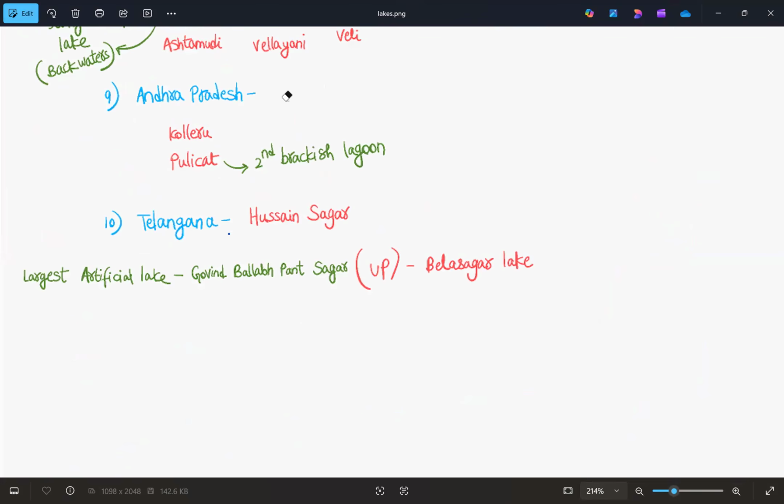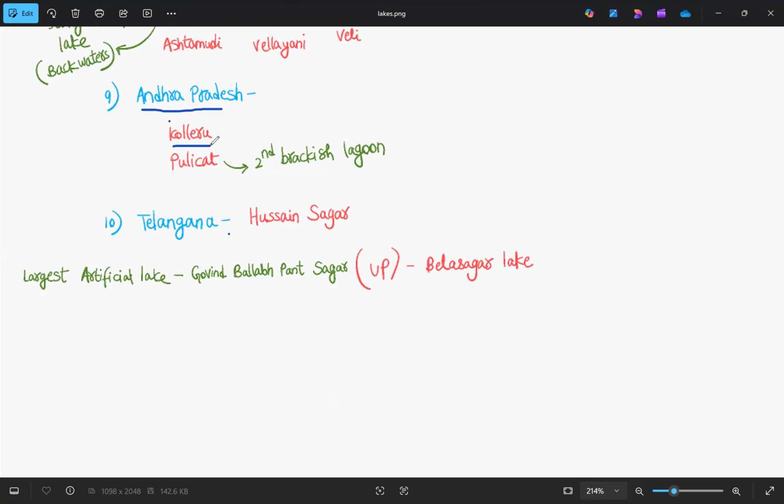Here we have Andhra Pradesh. So in Andhra Pradesh, the main important lakes are, first one is Kolleru Lake. This Kolleru Lake is not a lagoon. It is situated between the Godavari and Krishna Delta. So if you are coming from north to south, first we'll get the Godavari Delta, and then we get the Krishna Delta, and in between that we have Kolleru Lake.